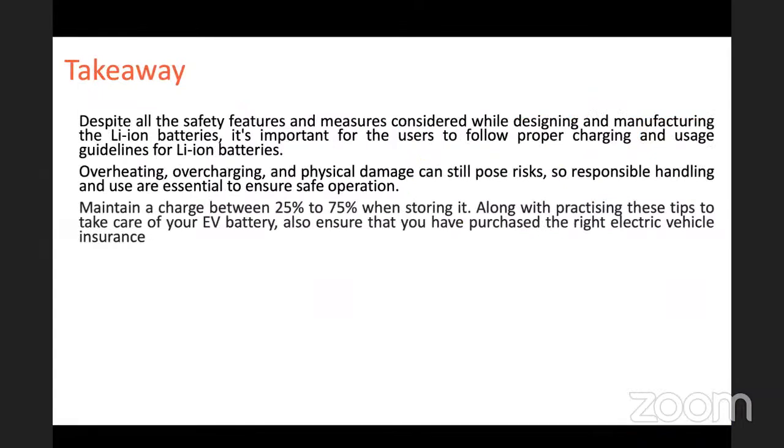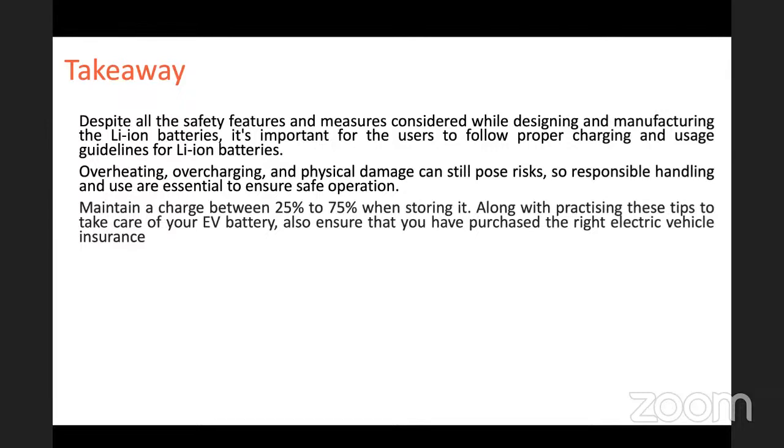So finally, this is my last slide. The main takeaway is that there are a lot of safety features and measures considered while designing as well as manufacturing the lithium-ion batteries. But we, as users, have to properly monitor and use the batteries or the vehicles to avoid overheating, overcharging, and physical damage as well.